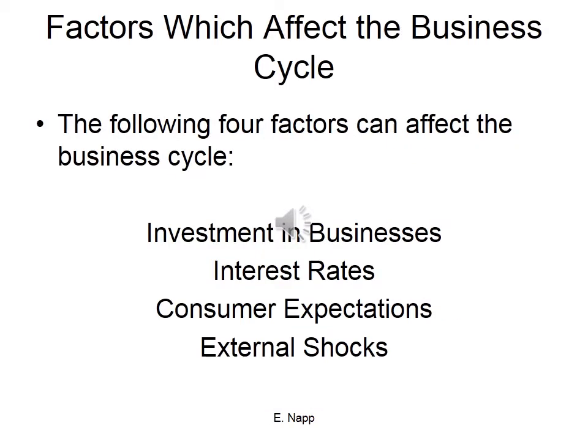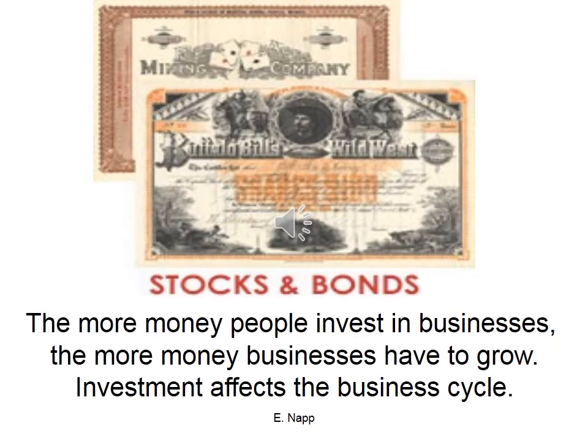There are factors which can affect the business cycle. The following 4 factors can affect the business cycle. First is investment in businesses. Second is interest rates. Third is consumer expectations. And fourth and finally, is external shocks. The more money people invest in businesses, the more money businesses have to grow. So, investment affects the business cycle.